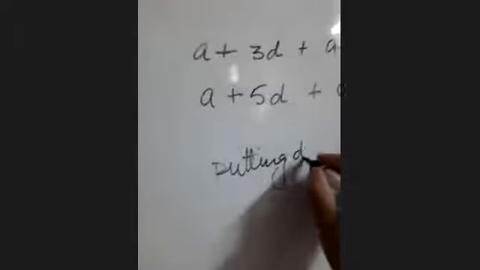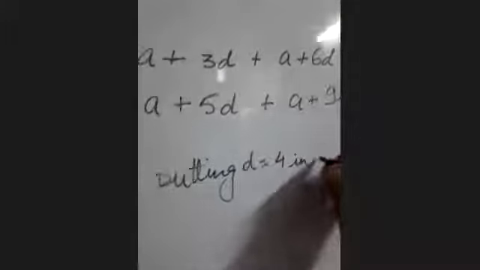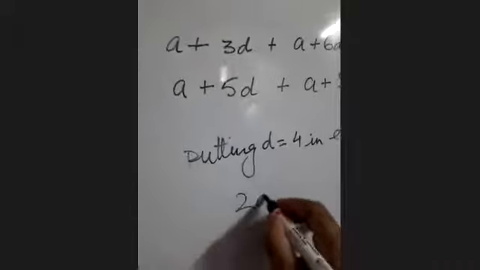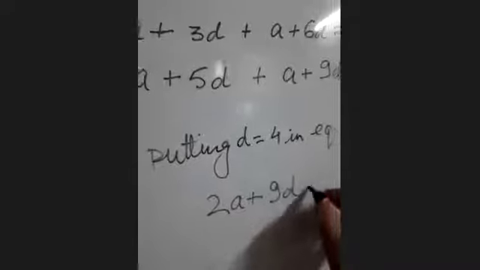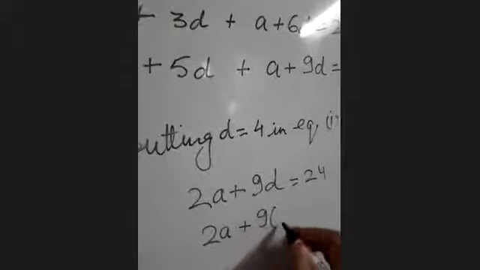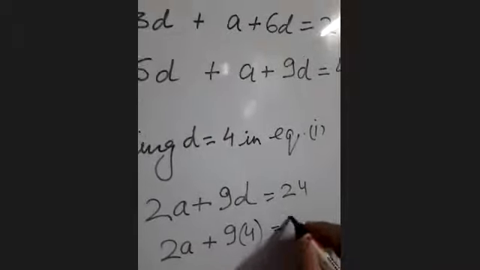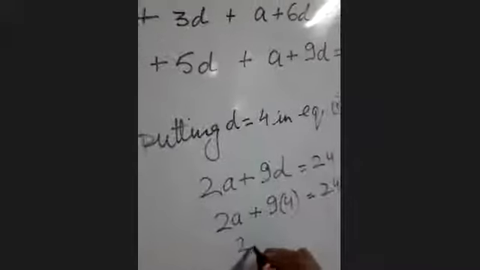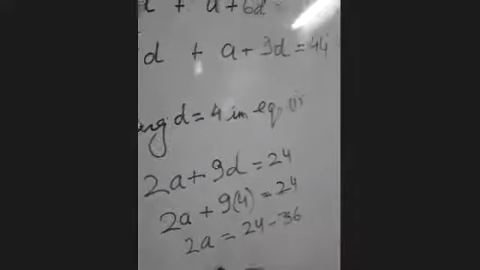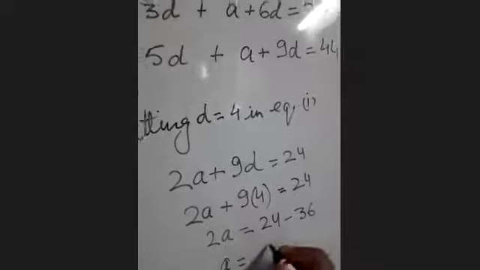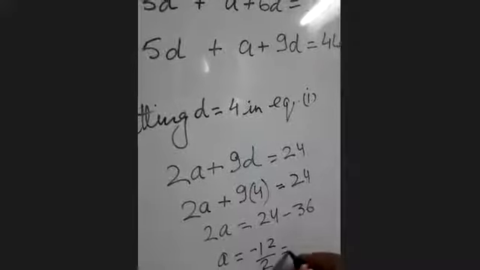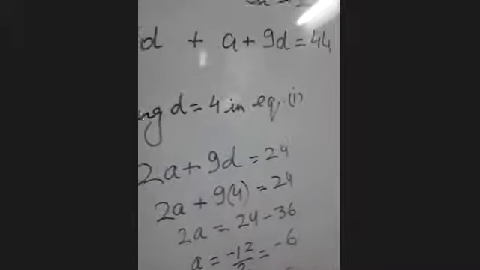Putting D equals 4 in equation 1. Equation 1 is 2A plus 9D equals 24. 2A will remain the same. 9 and D is 4, so that is 4, and then 24. 2A equals 24 minus 36. So A equals 24 minus 36 is minus 12, and that is upon 2. So A will be minus 6.